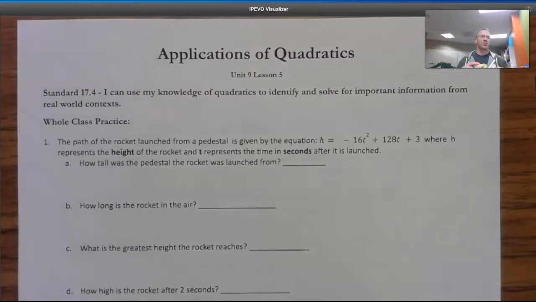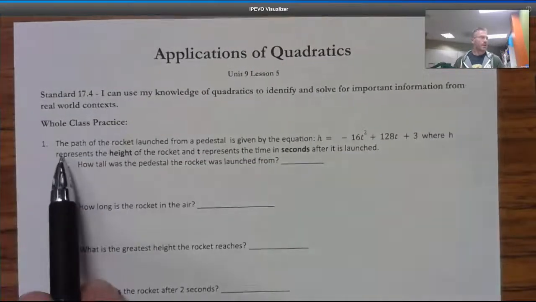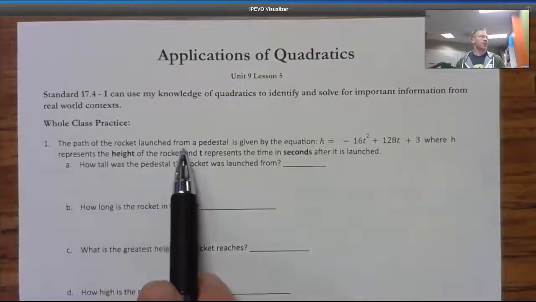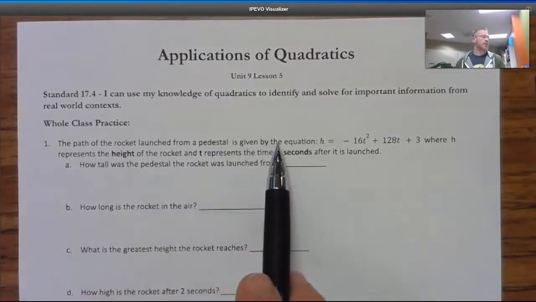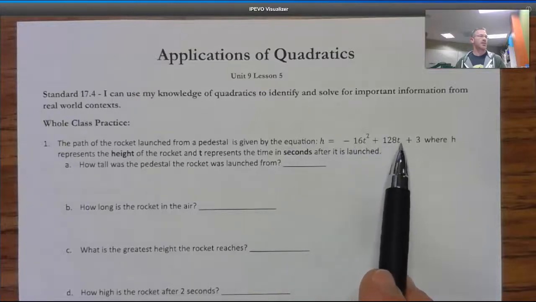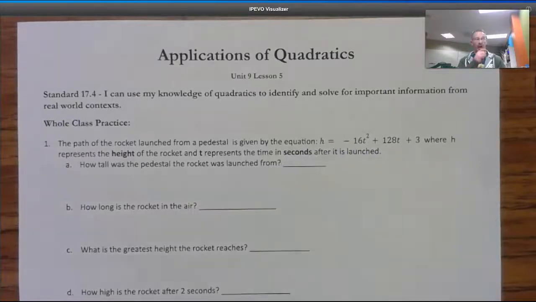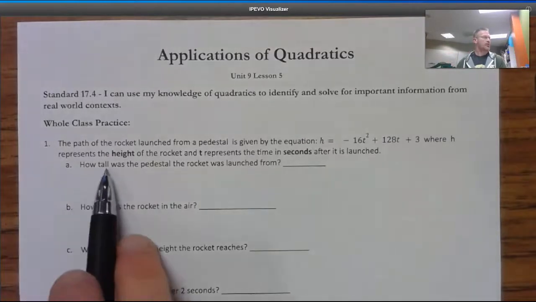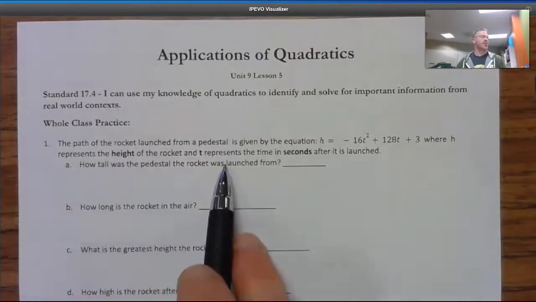There's no opener today. We're just going to go right into the word problem. Now notice, the path of the rocket launched from a pedestal is given by the equation h equals negative 16t squared plus 128t plus 3, where h represents the height of the rocket and t represents the time in seconds after the rocket is launched. So that's the situation we have. The first question here: how tall was the pedestal the rocket was launched from?